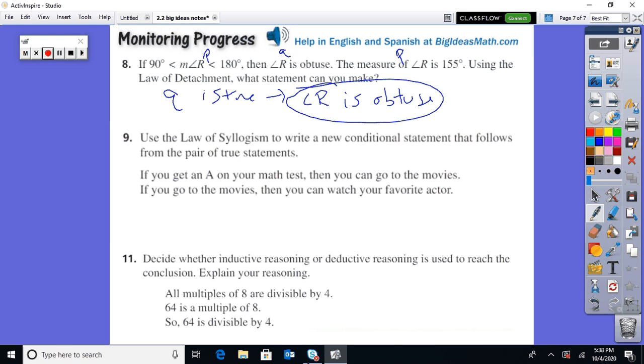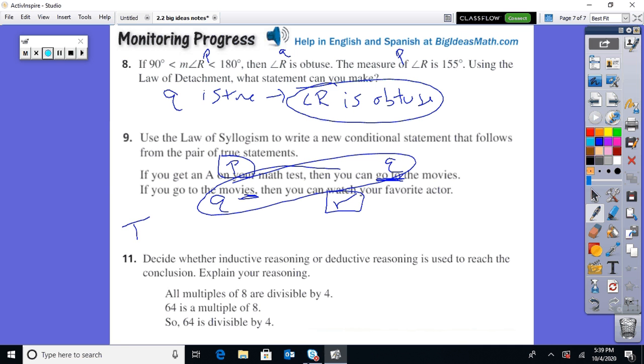Law of syllogism, write a conditional. If you get an A on a math test, there's a P, then you can go to the movies. There's a Q. If you go to the movies, oh, there's Q again. That's the same phrase. Then you can watch your favorite actor. Since the conclusion of the first one is the hypothesis of the second one, we are allowed to match up the P with the R.